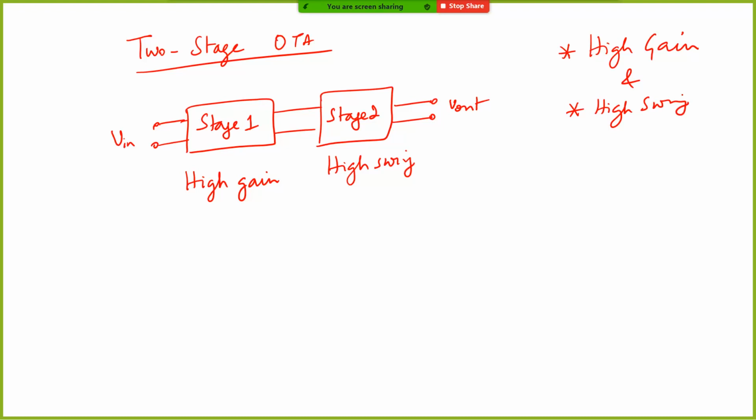Now, you might ask me, what is the disadvantage? The disadvantage is that it will have lower bandwidth. Now, the discussion on bandwidth and why it becomes lower, we will reserve for maybe a few classes later, where we'll be talking about stability and compensation and things like that. So just take it from me now that a two-stage OTA has a very low bandwidth. Of course, the other thing is the moment you put more branches from the VDD to ground, you have more power consumption.